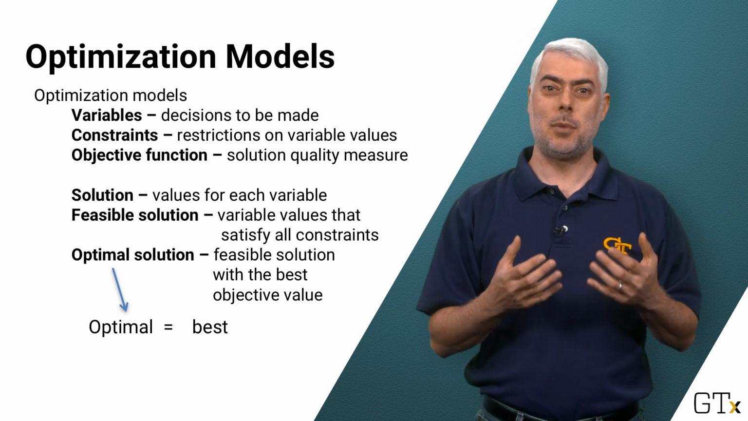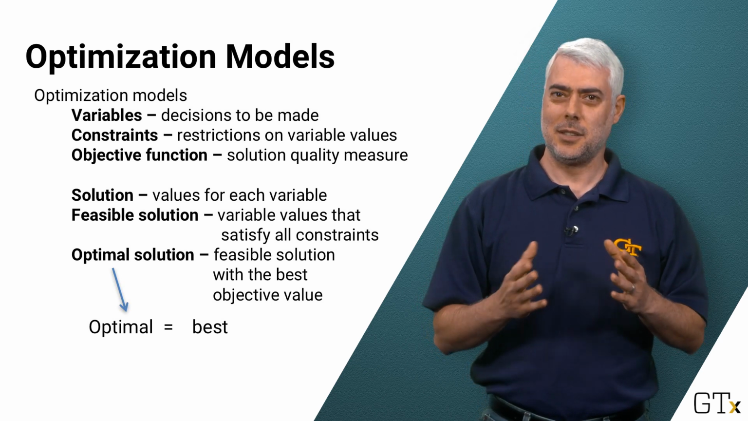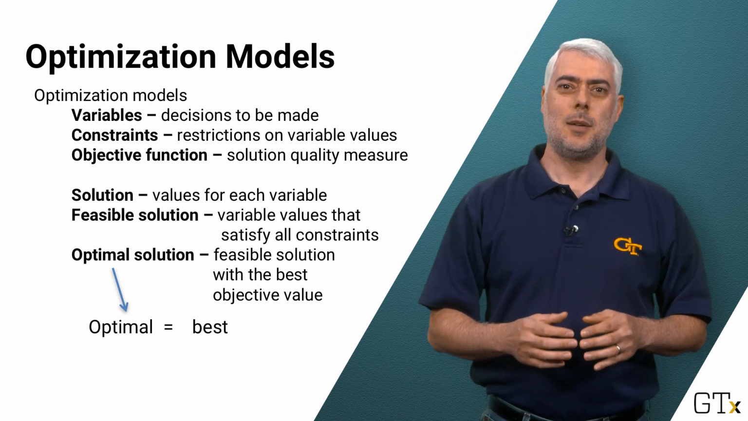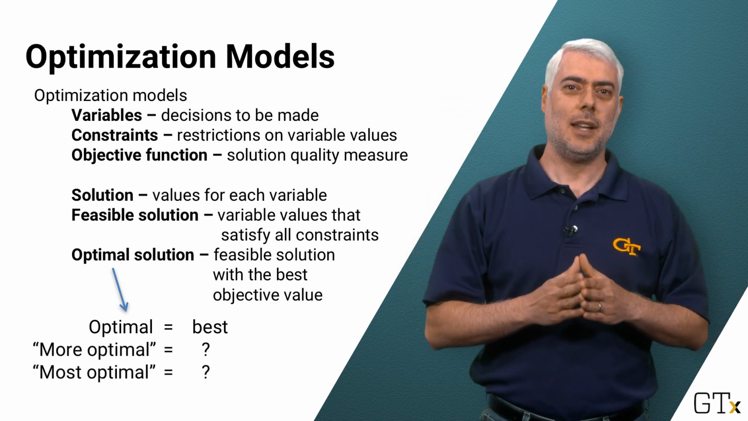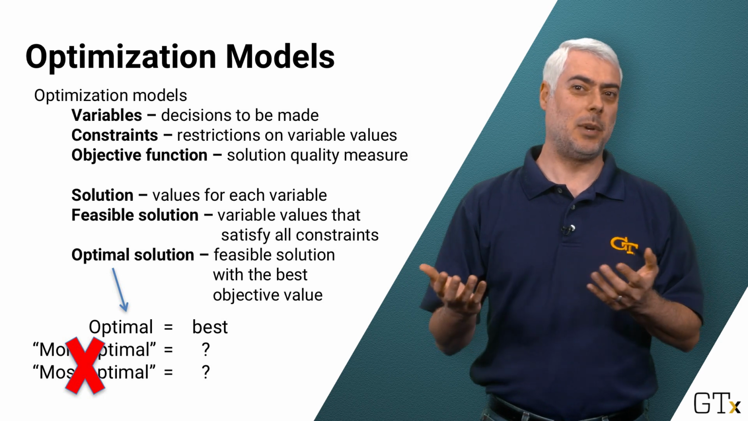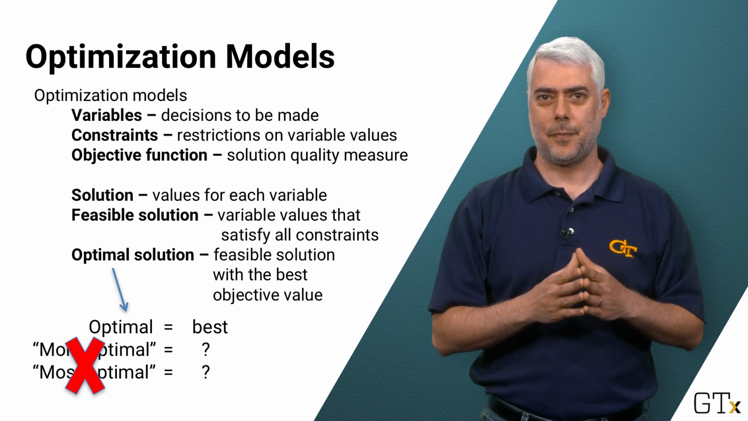Which brings me to one of my pet peeves. When you're talking about solutions to an optimization problem, please don't use the phrases "more optimal" or "most optimal." It's like saying "more best" or "most best," and neither one makes sense.